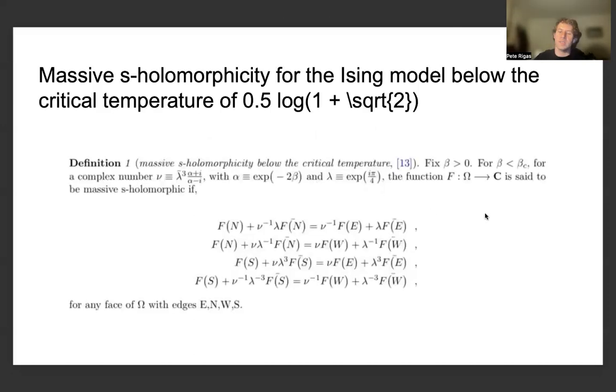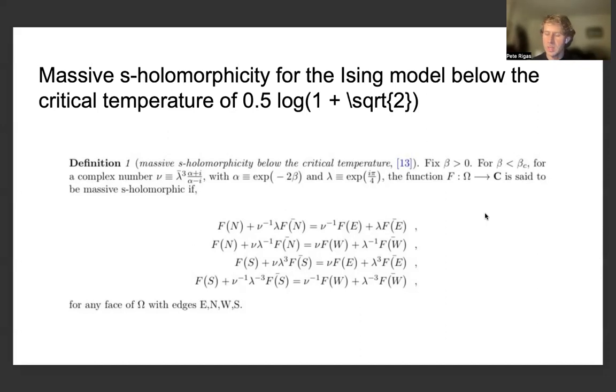And now we can get to describing and providing more detail on the massive and massless s-holomorphicity definitions that we mentioned hold for the Ising model, and how and in what regard these notions can transfer over to the two-color Ashkin-Teller model and the Loop O(n) models.